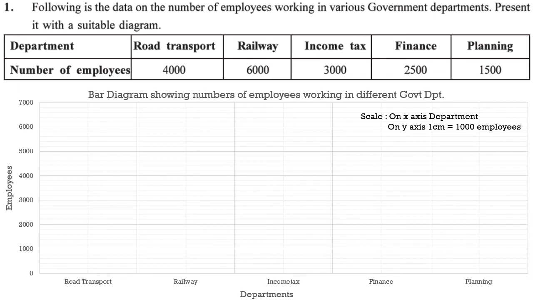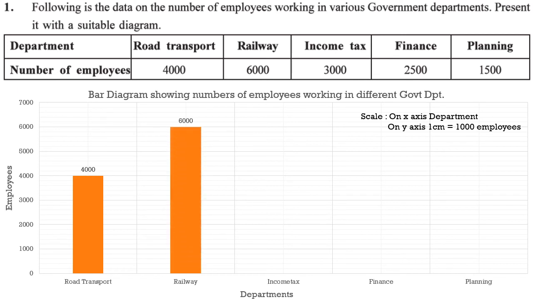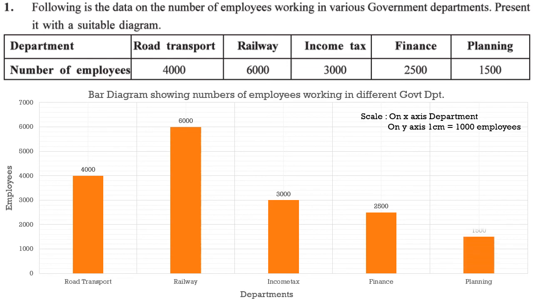We will start with road transport. The number of employees is 4000, so it will go up to 4000. Next, railways is 6000, so it will go up to 6000. Next is 3000, directly 3000 here. 2500 will be between 2000 and 3000, exactly in between. And then 1500 for planning will be between 1000 and 2000. So stop this video and complete this sum, and then resume once you are done.